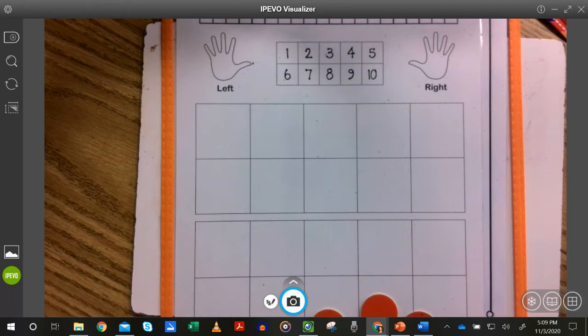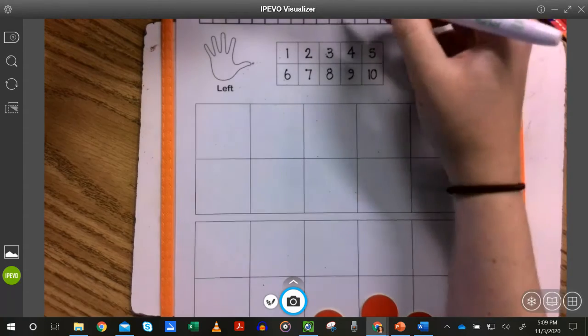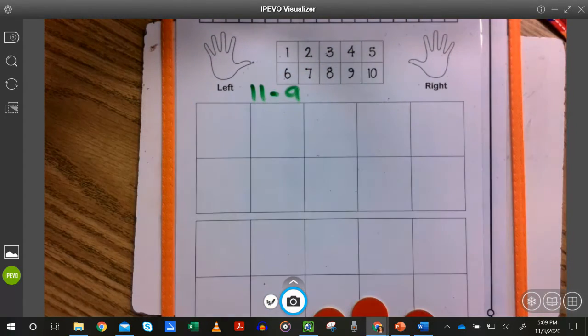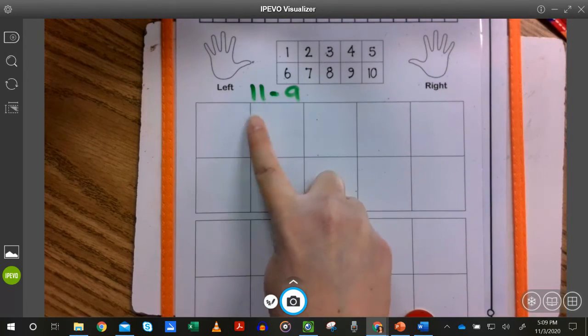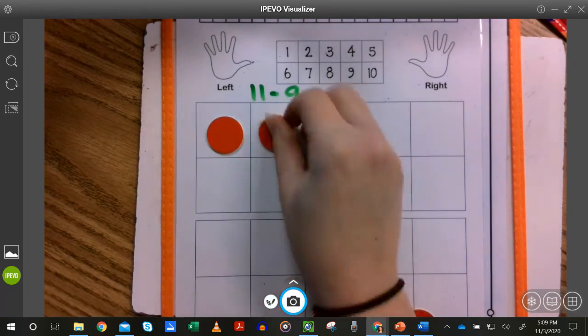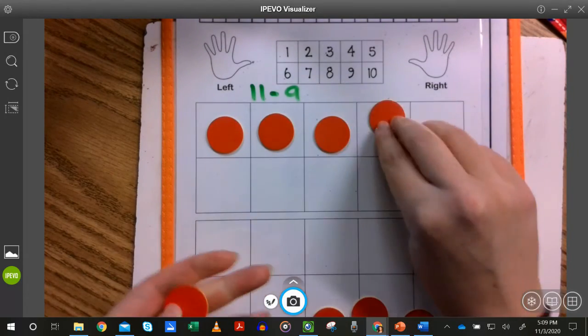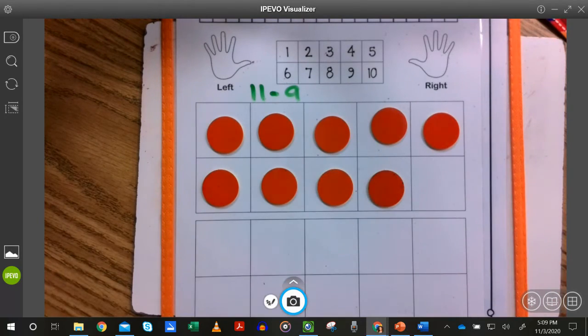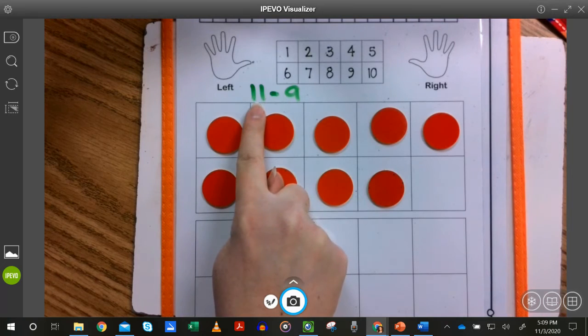Okay, what if our question is, what is 13? Oh, we already did that one. What is 11 minus 9? 11 minus 9. Okay, what's the part we already know? Okay, 9 is the part because 11 is the whole. So I'm going to show 9. Okay, there's 9. And I have to know, what does 11 mean?